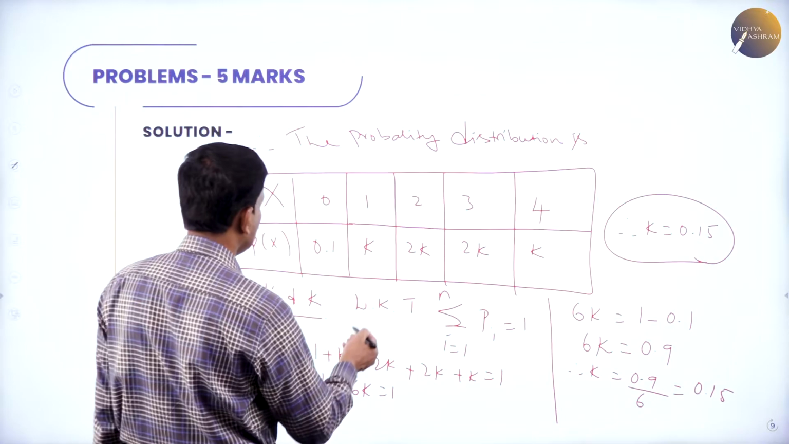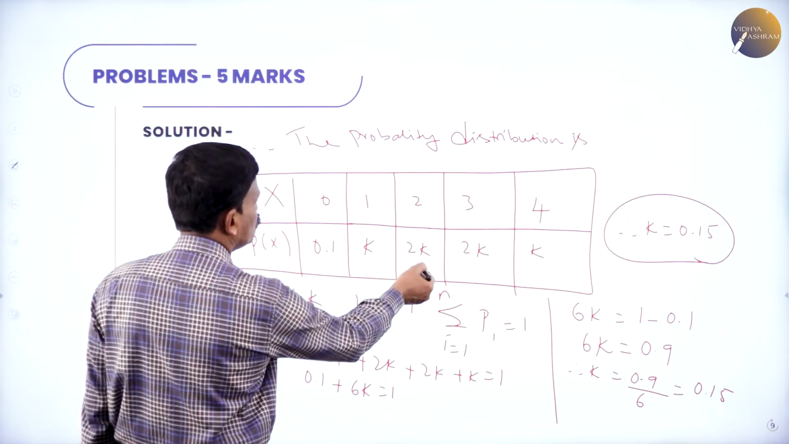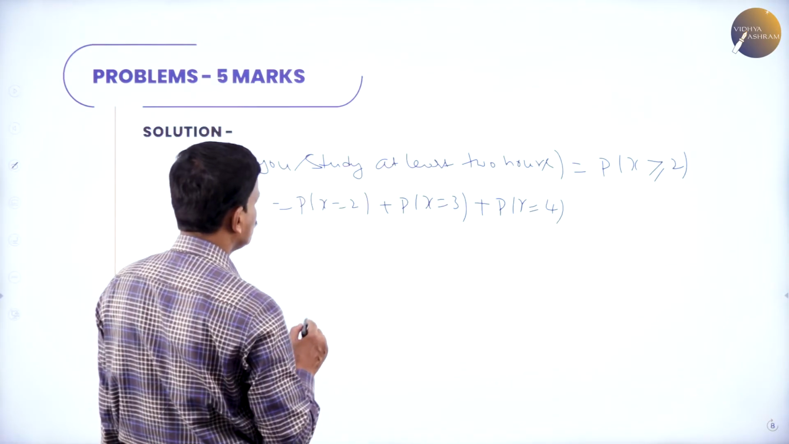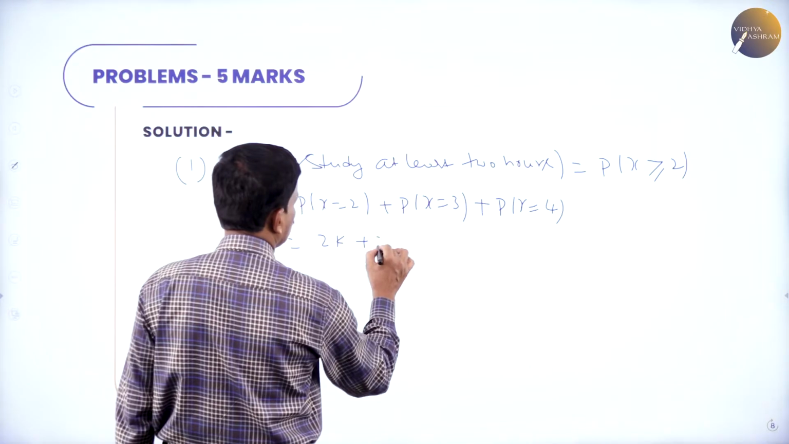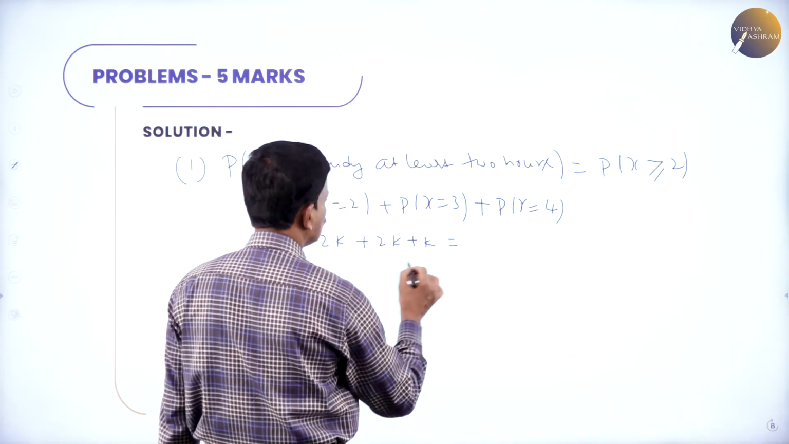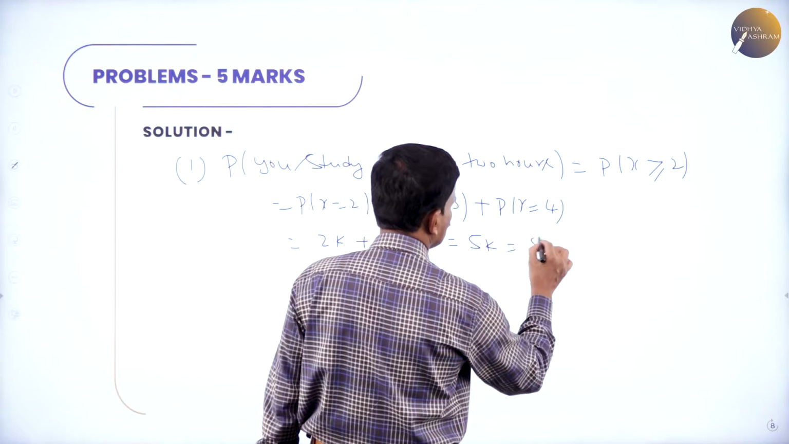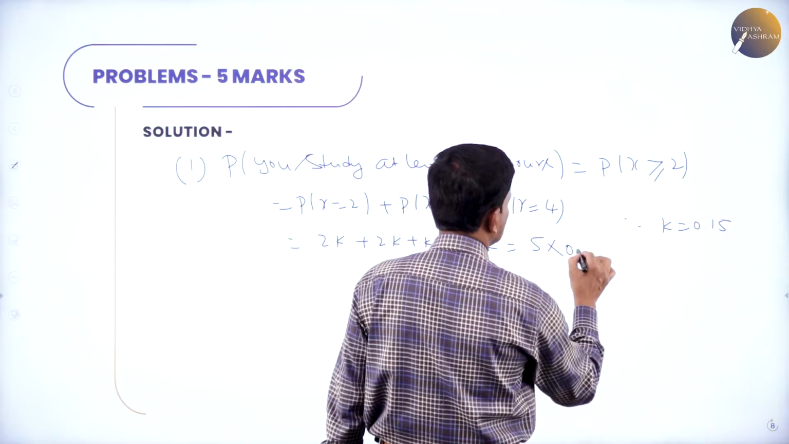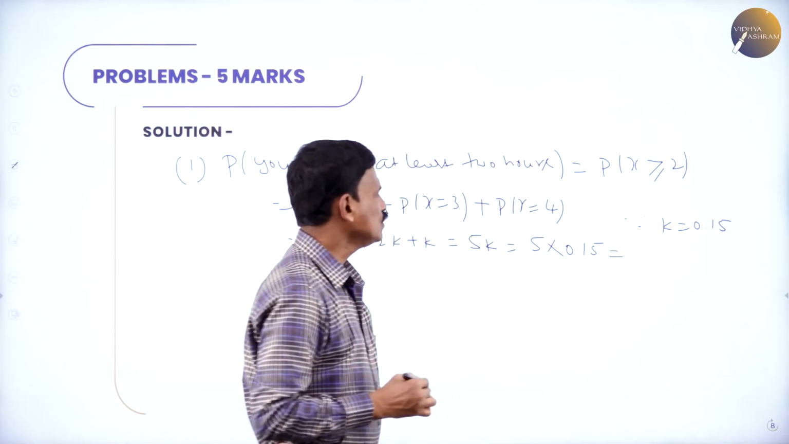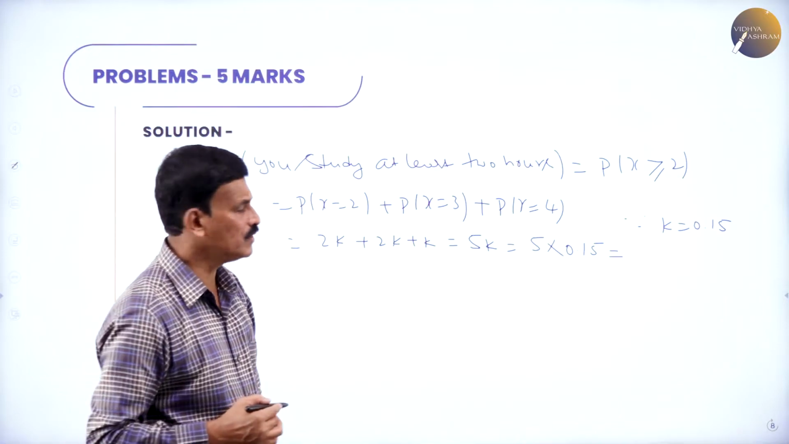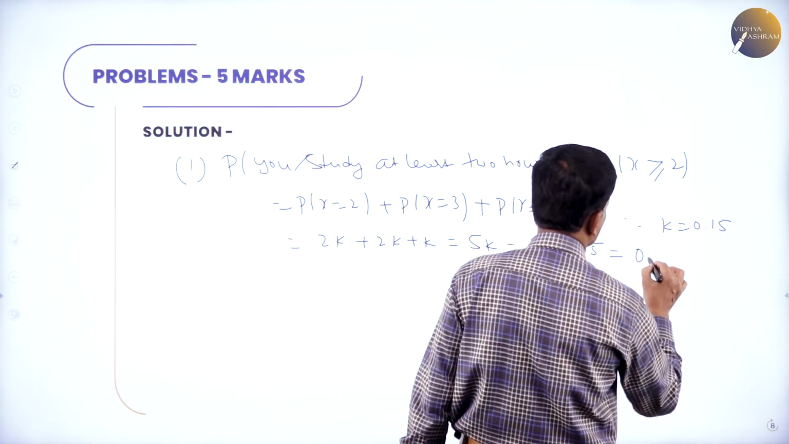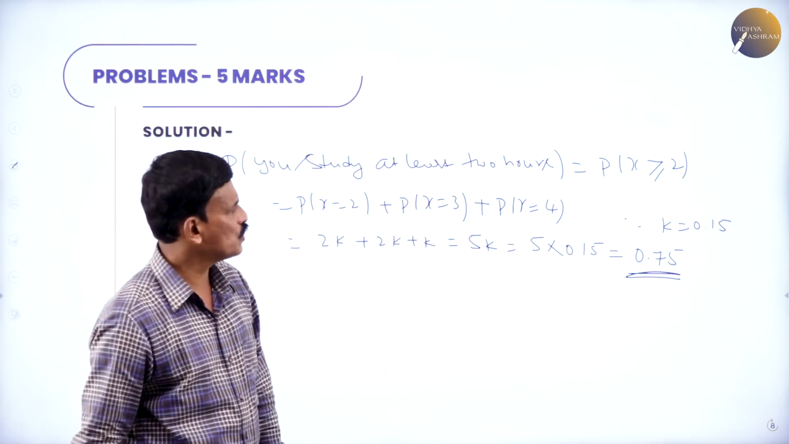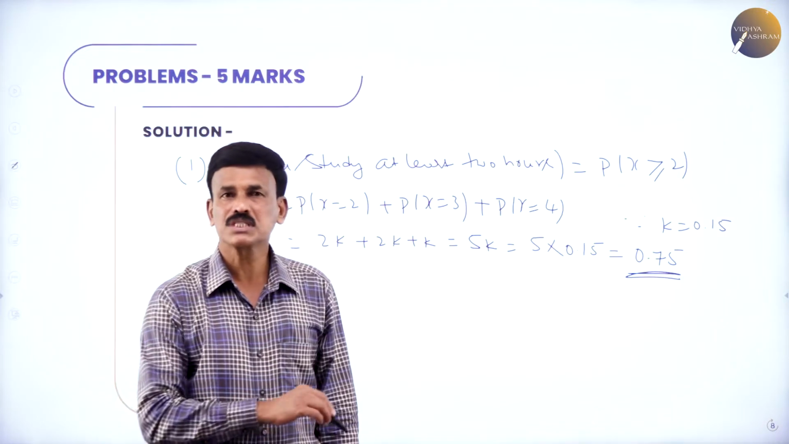What we have from the table? When x is equal to 2, it is 2k. When x is equal to 3, it is 2k. When x is equal to 4, it is k. So 2k plus 2k plus k is equal to 5 times k. Since the value of k is equal to 0.15, 5 into 0.15 is equal to 0.75. The required probability is 0.75. Okay, this is the first case.